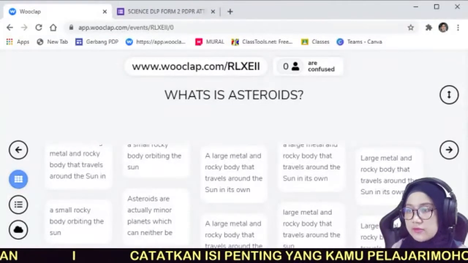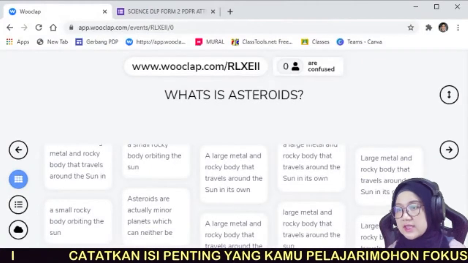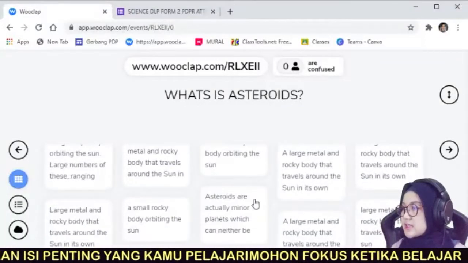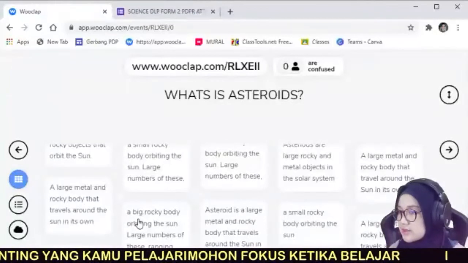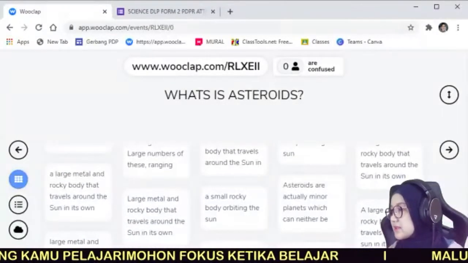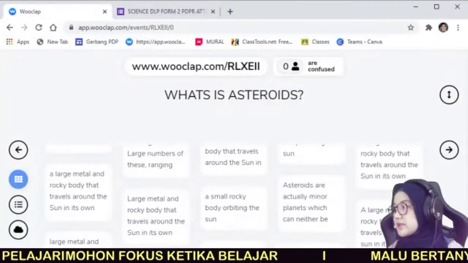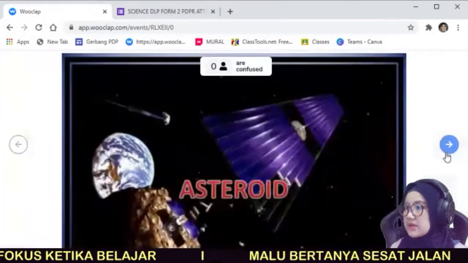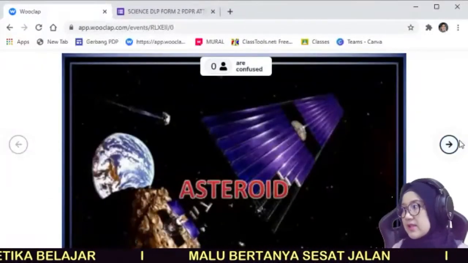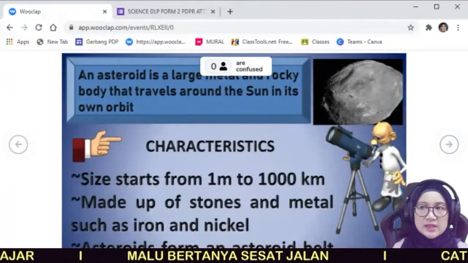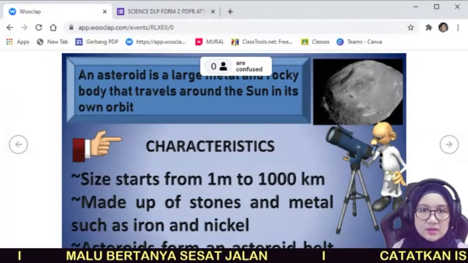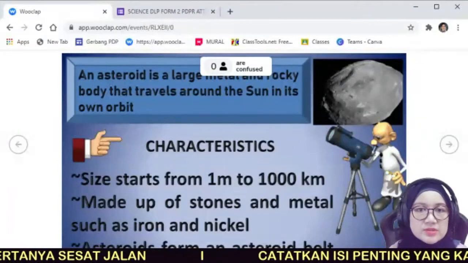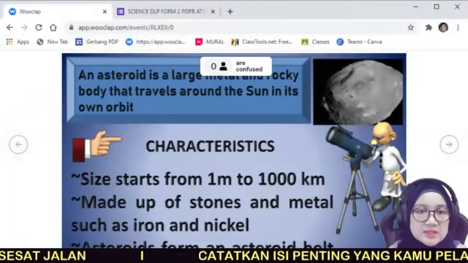A large metal and rocky body that travels around the sun in its own orbit. Most of you keyed in the same answer as in your textbook, where it is metal and rocky, larger than a meteorite. So that is the answer. Next, let us discover. Good job, guys. So what is an asteroid actually? An asteroid is a large metal and rocky body that travels around the sun in its own orbit.